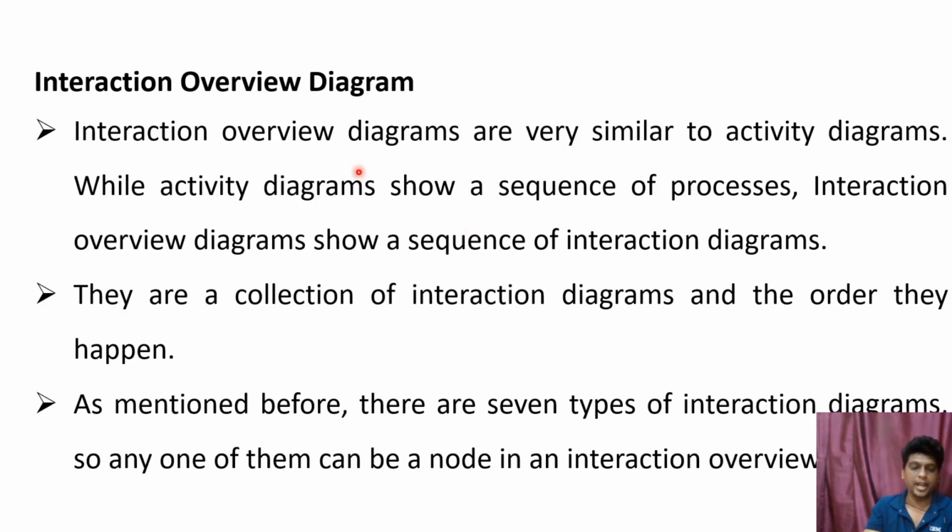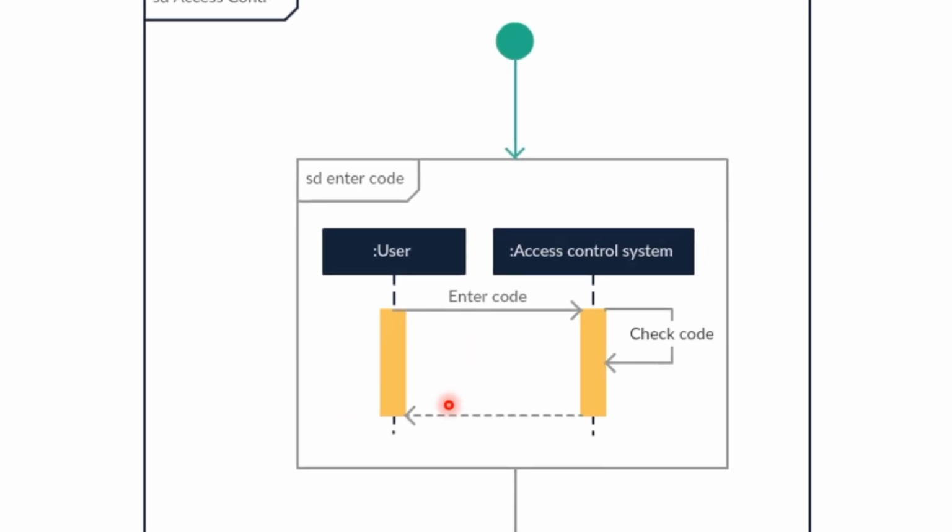Next one is the interaction overview diagram. It models a sequence of actions and helps us simplify complex interactions into simpler occurrences. So this is an example for that.